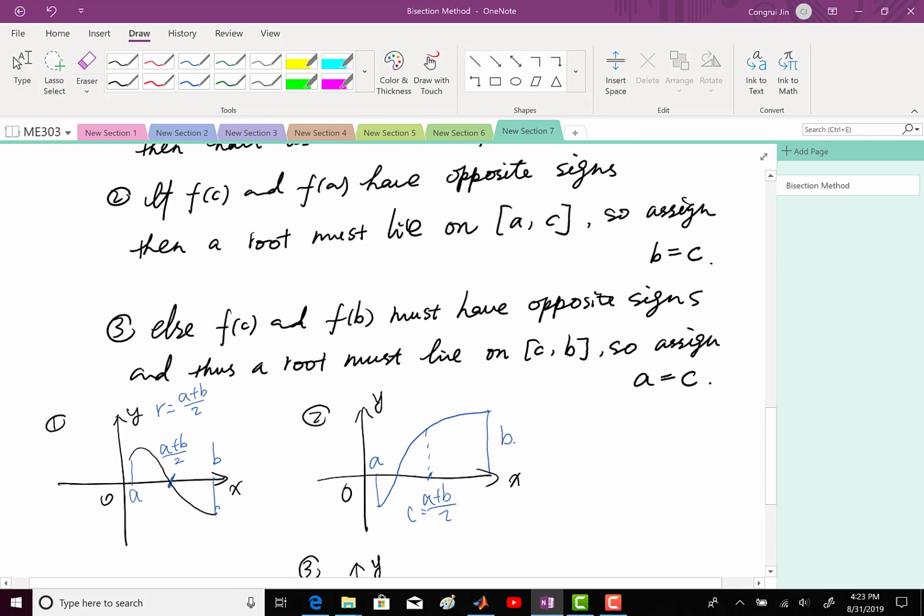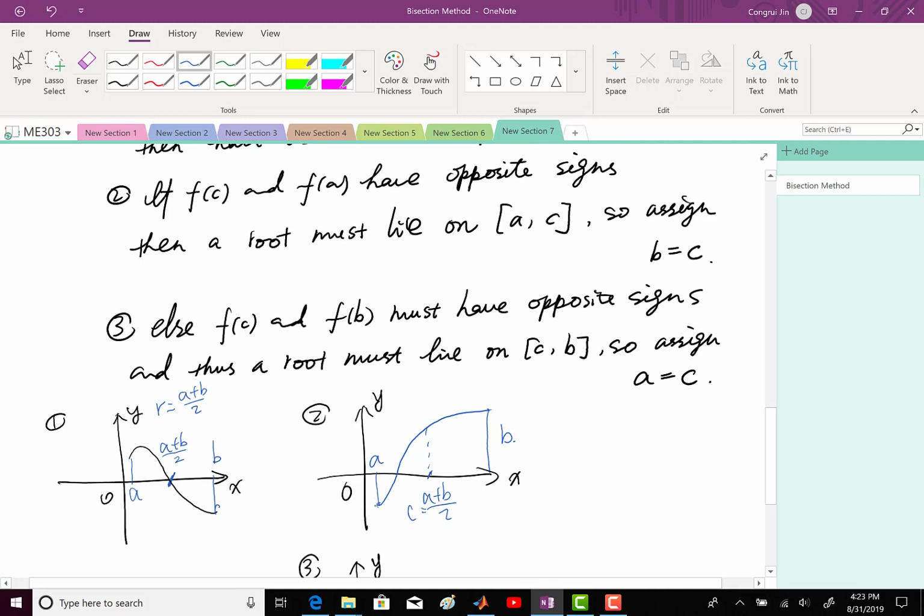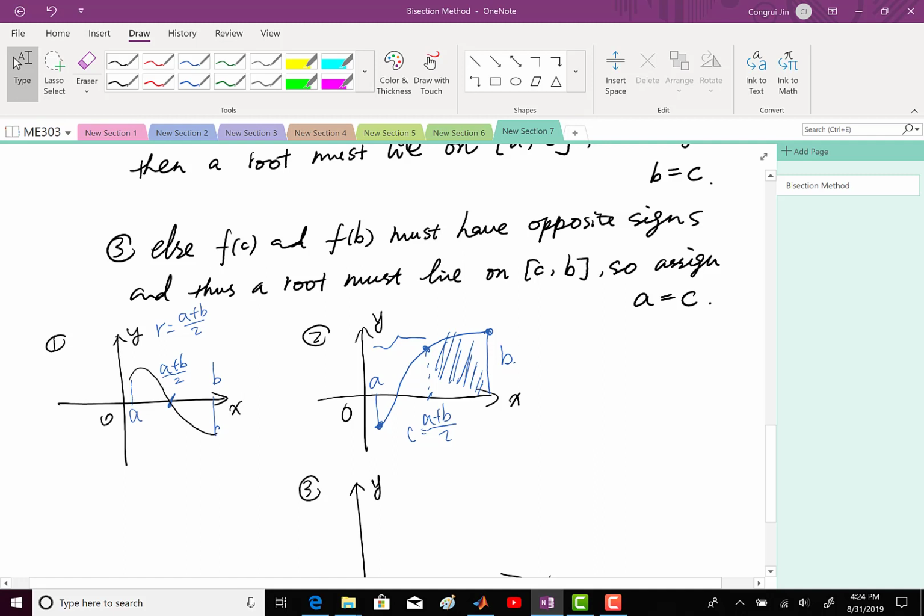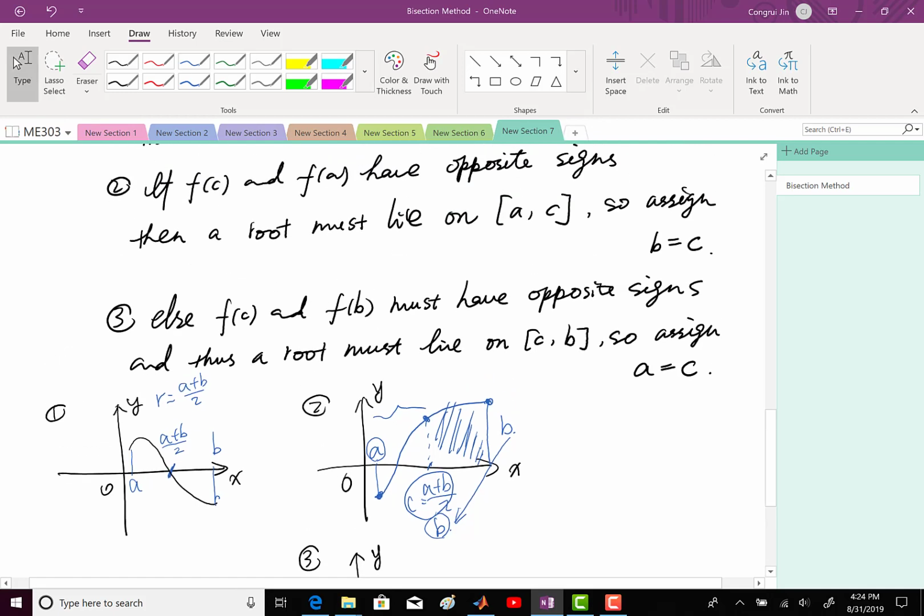And f(a) and f(c) have opposite signs. f(a) here is negative, f(c) is positive, and f(b) is positive. So the root must be between a and c. We can remove this half and continue searching for the root in this half, from a to c. When you do the next iteration, this c will be the new b. We always start from a to b and find (a+b)/2. So in the next iteration, a is still a, but b is moved from here to here. That's why we assign the c value to the variable b.